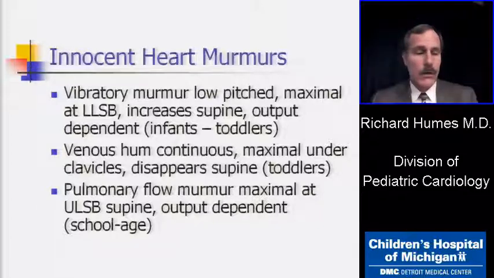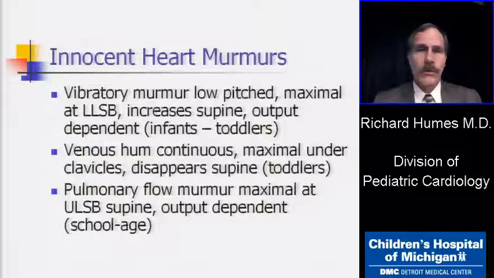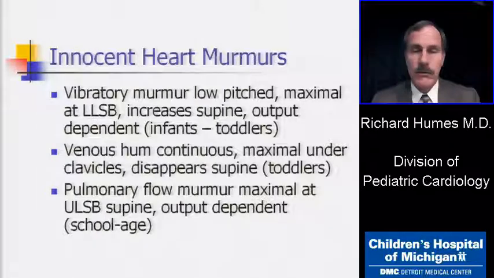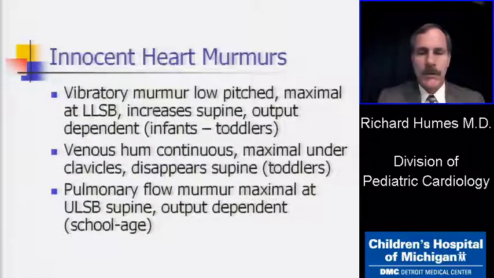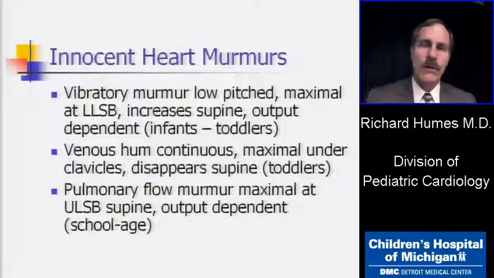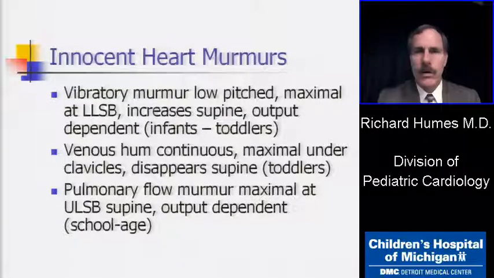The most common innocent murmur that we see is the so-called Still's murmur. This is a vibratory murmur, which is very low-pitched. It is maximal at the lower left sternal border. It tends to increase in the supine position, and it tends to be somewhat output dependent. So in higher output states in young children, infants and toddlers in particular, that's when we often hear these murmurs. I've found that my best description for what the vibratory innocent murmur sounds like is it sounds like corduroy pants rubbing together. So it's that kind of low strumming sort of sound that occurs in this area.